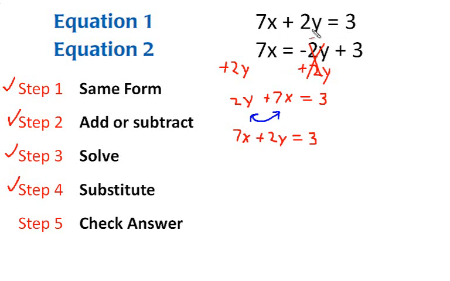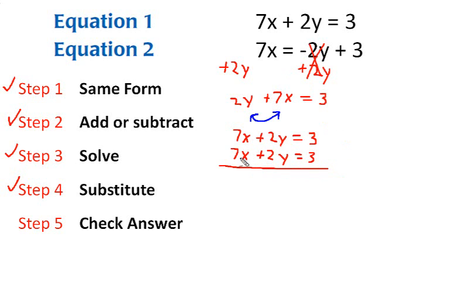I'm going to go ahead and rewrite this other one, this first one under it, so we can go ahead and try to add and subtract. So I have 7x plus 2y equals 3. Alright, so if you notice something here, we ended up getting the same equation. So what do you guys think will happen when we try to do elimination here?